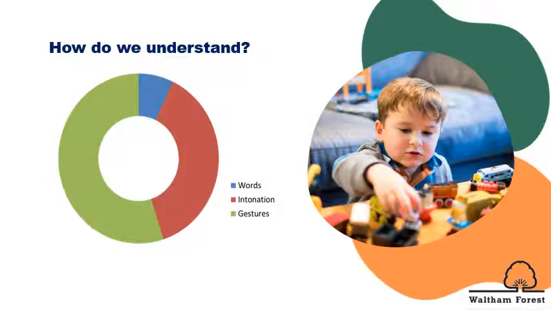So for example, if they're saying they're fine in a happy way, I'm fine, or I'm fine in an angry way. So a lot more of the information comes from that intonation, and 55% of the information comes from their body language and their gestures and all of those visual cues that they will be using when they're talking to us. So their facial expressions, their pointing, their body language. So all children benefit from using that visual support as well to support their understanding of what we're saying.